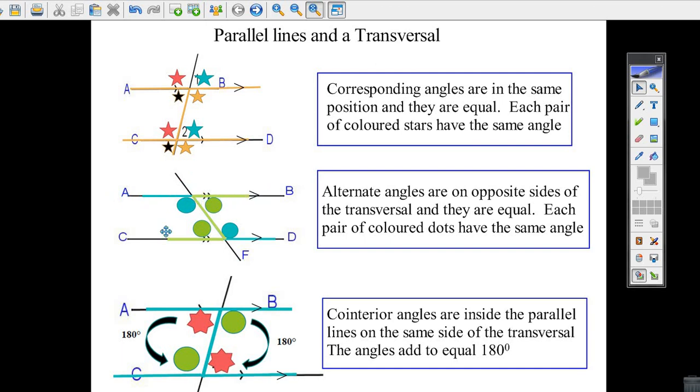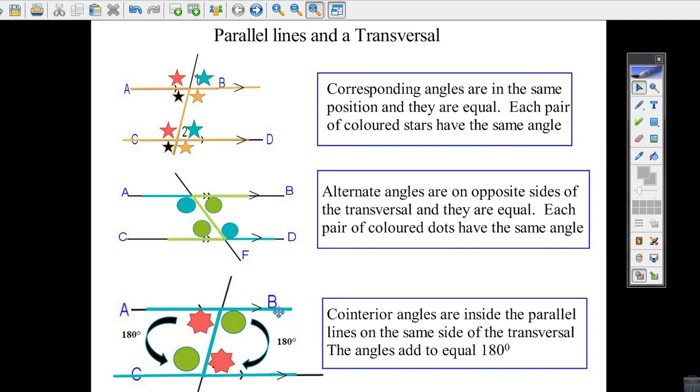Well, when you have two parallel lines and a transversal, the angles on alternate sides, on either side of the transversal, are equal. If that's 46 degrees, this one over here would be 46. If that's 134, this angle would be 134. Those are all called alternate angles. They're on opposite sides of the transversal, and they're equal. So each pair of these colored dots are equal alternate angles.